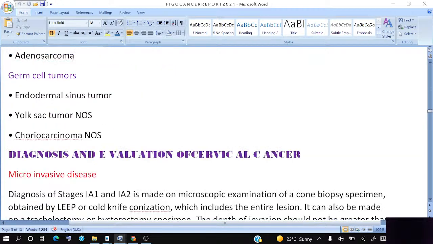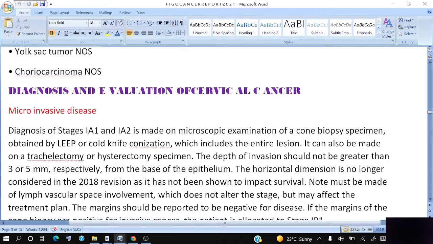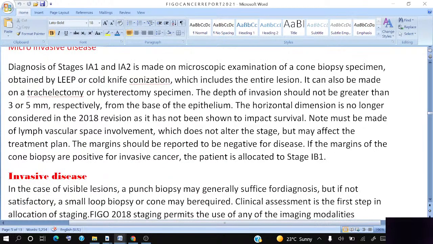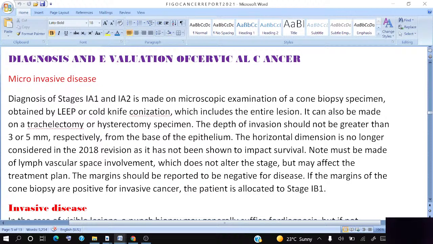So here is the diagnosis and evaluation of cervical cancer. How can we diagnose and evaluate the patient? First of all, microinvasion is diagnosed at stage 1A, 1B. As we read in the table, there are many subtypes of stage 1. Stage 1A1 and 1A2 are made by microscopic examination of a cone biopsy specimen, which can be a loop or cold knife conization that includes the entire lesion, and also by trachelectomy or hysterectomy specimen. The depth of invasion should not be greater than 3 to 5 millimeters. So the depth of invasion is not going to be beyond 3 to 5 millimeters.